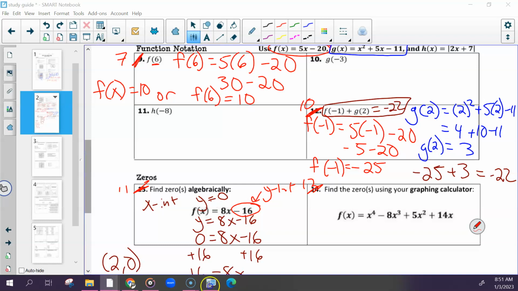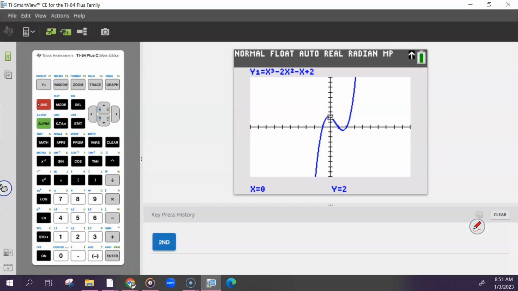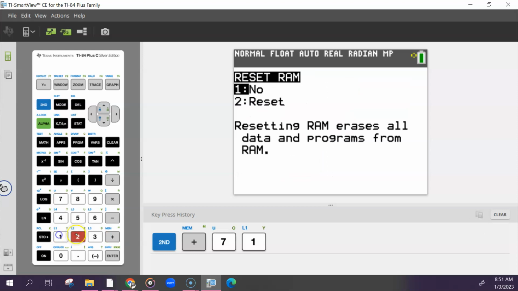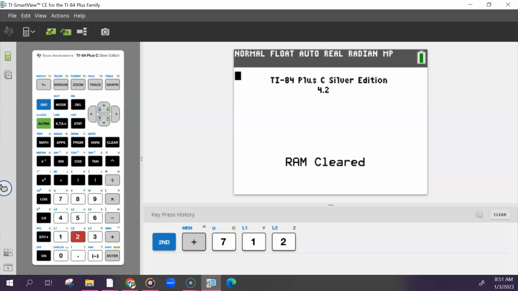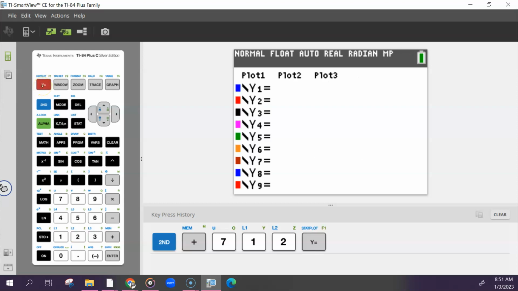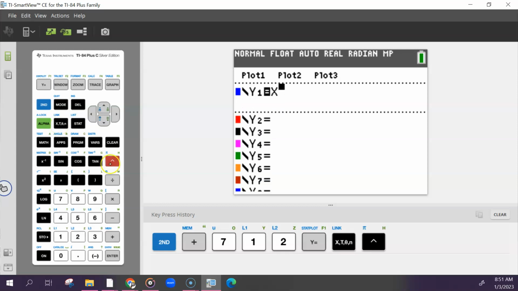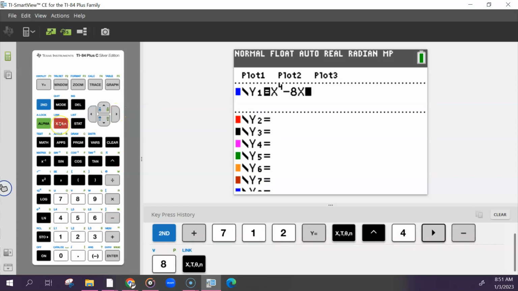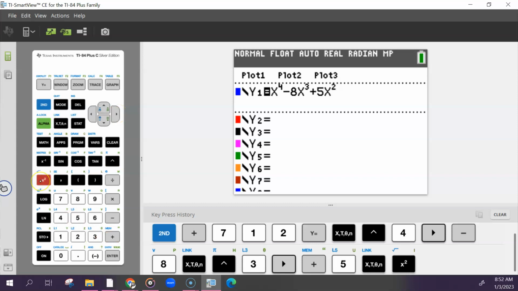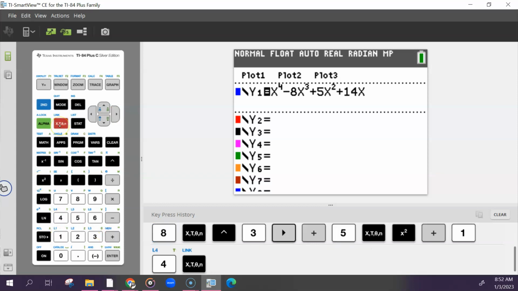Go into your y equals. Reset your calculator first, second plus 7, 1, 2, because I don't know what was on there before. Go into your y equals at the top. Type in that entire equation. I think that says x to the 4th, so use the little caret above the division symbol for that. Minus 8x to the 3rd, I think is what that says. Plus 5x squared plus 14x.